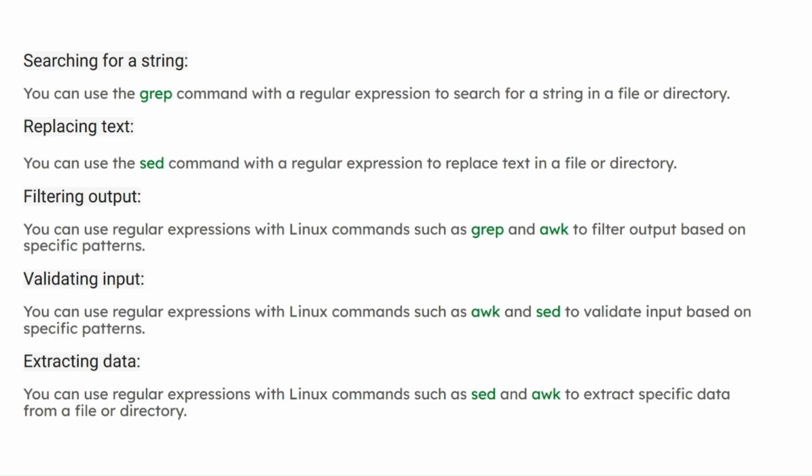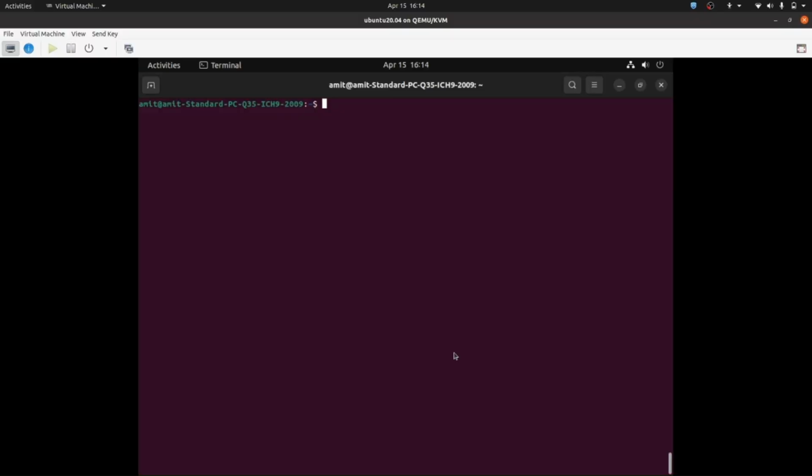You can use a grep command with a regular expression to search for a string in a file or directory. How can we use the grep command for searching with a regular expression in a file or directory? Let's see an example. Grep with the -r option will help us recursively search in our directories and files. That is why we are using the -r option, and we are specifying a pattern called simple.